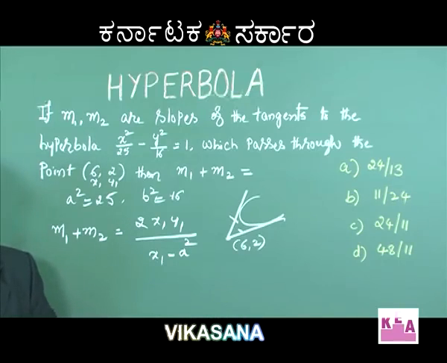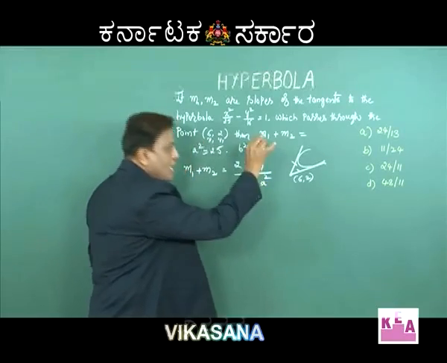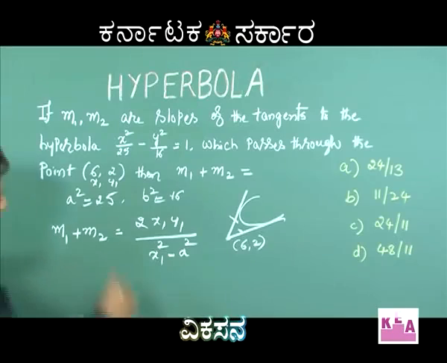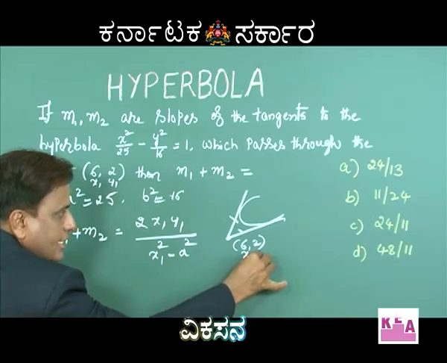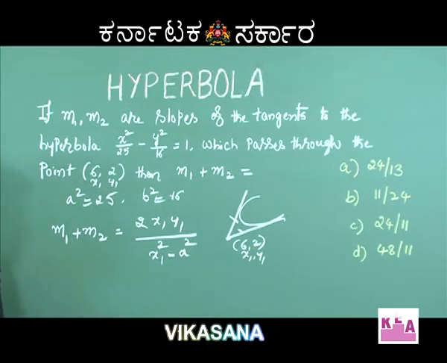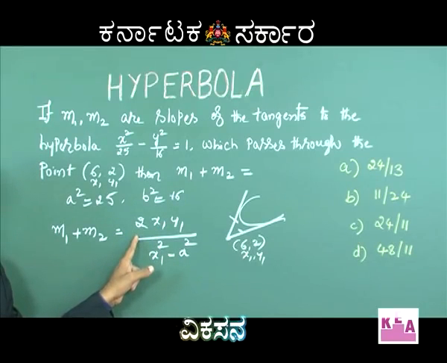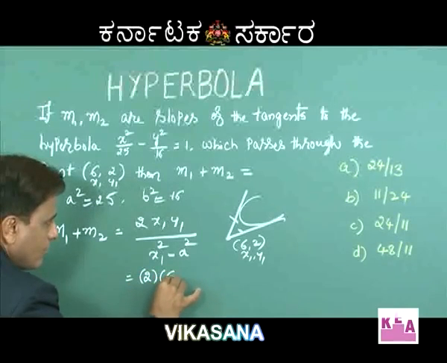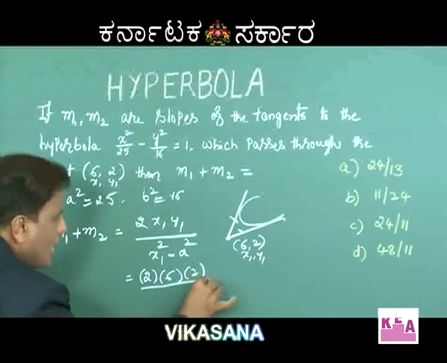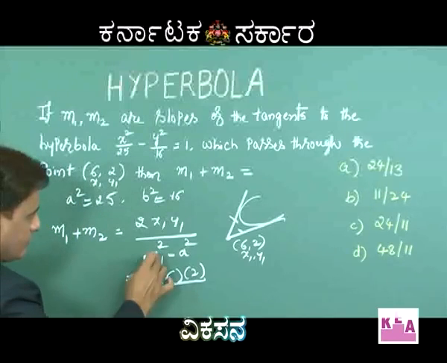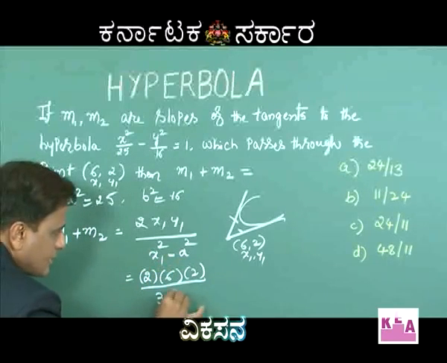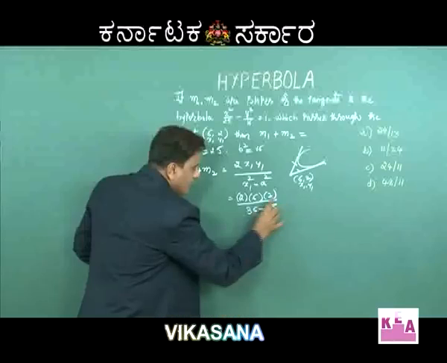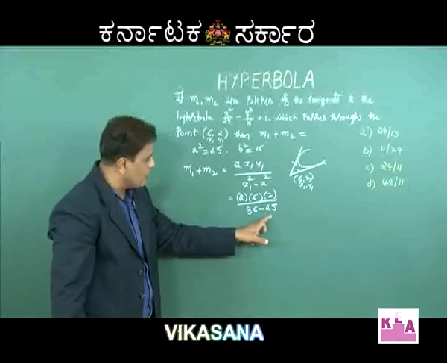2 times x1 comma y1 divided by x1 square minus a square. But here the point 6 comma 2 we have taken as x1 comma y1. Once again, to find the sum of the slopes, the simple rule is 2 times x1 comma y1 upon x1 square minus a square. 2 into, x1 here is 6, y1 is 2, what is x1 square? x1 square is 36, minus a square which is 25, 36 minus 25, the denominator is 11.